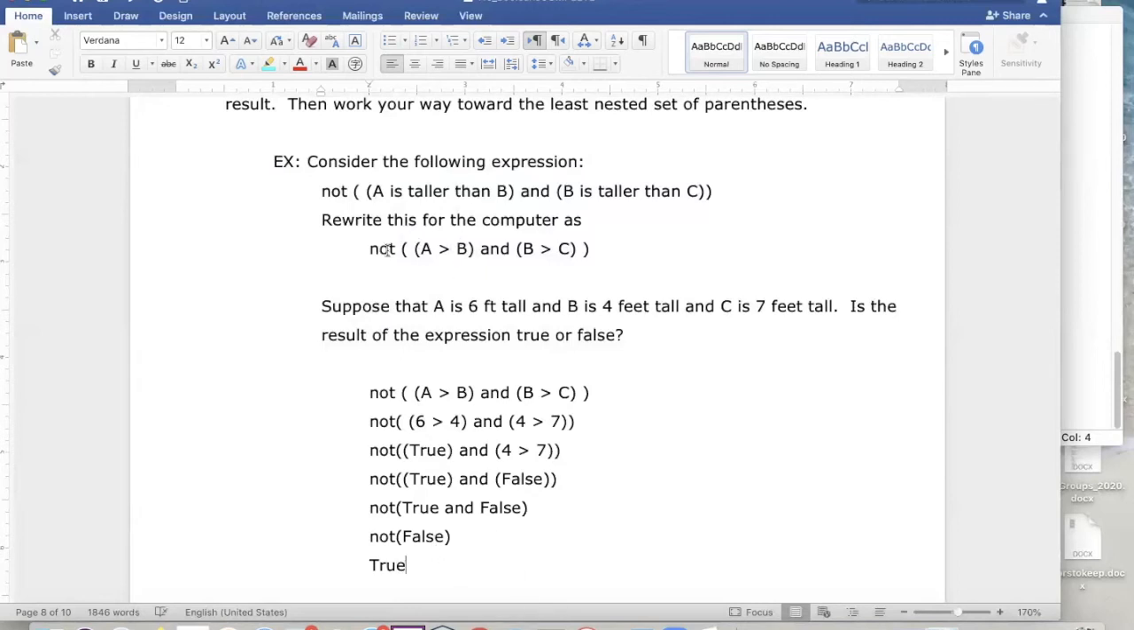So again, that expression was testing to see whether A is greater than B and B is greater than C is false. Basically what it means whenever we put the not operation in front of something, it's like testing to see whether this expression is not true.